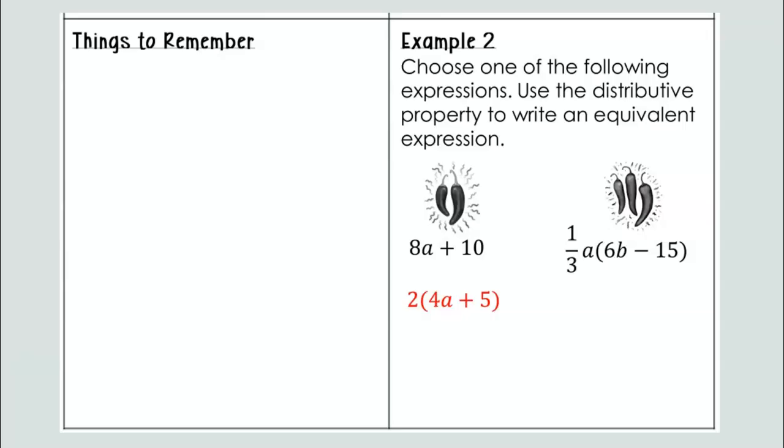1/3 a, and in the parentheses, 6b minus 15. So we want to see what shares a factor of 6 and 15. Well, that is 3. And if I pull the 3 out, 1/3 times 3 leaves just the a. So I could do it that way, or I can take the 1/3 times the 6 and the 15. 1/3 times 6 leaves me just 2. 1/3 times 15 leaves me just 5. So 2ab, because you're taking the a times both things, minus 5a.